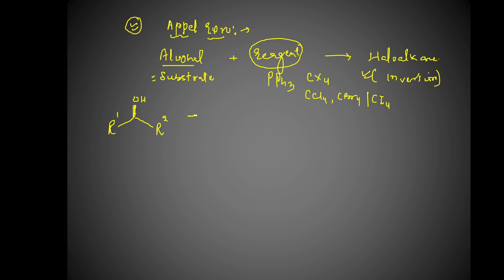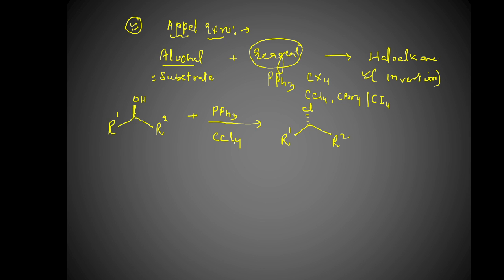It reacts with the reagent. The reagent in this case is PPh3, triphenylphosphine, and CCl4, carbon tetrachloride. Overall the product is a substitution of this OH group by a Cl group, but the product has inverted stereochemistry. So what will be the stereochemistry of the product? That will be this. This is our R1, this is our R2, and over here we have a chlorine-substituted product, that's a haloalkane.